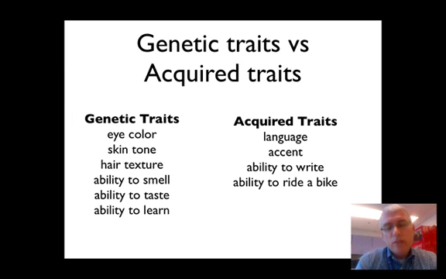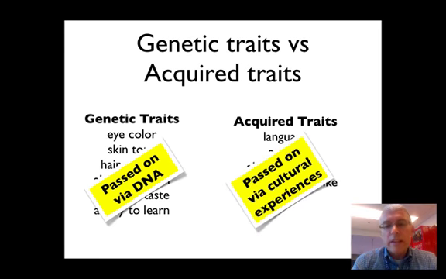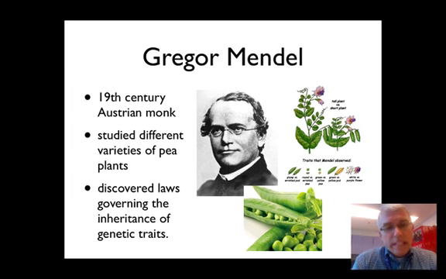Genetic traits are traits that are strictly inherited by way of genetics, DNA that's passed from parents to offspring. These are things like eye color, skin tone, hair texture, and certain abilities. Acquired traits, on the other hand, are traits that you learn or that you pick up in the course of your life by way of cultural exposure, so to speak. Things like your language, the accent you speak with, your ability to ride a bike, your ability to write, your handwriting styles. All these things are traits that you learn. Mendel's work, or the work of genetics, is concerned primarily with the traits that are inherited genetically, or what we call genetic traits.